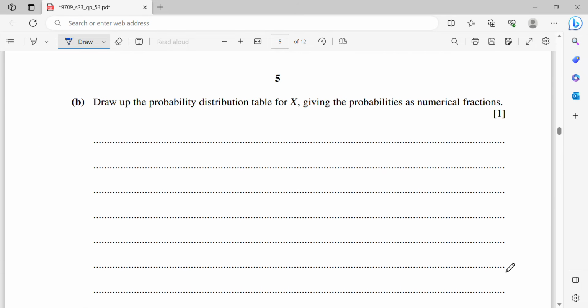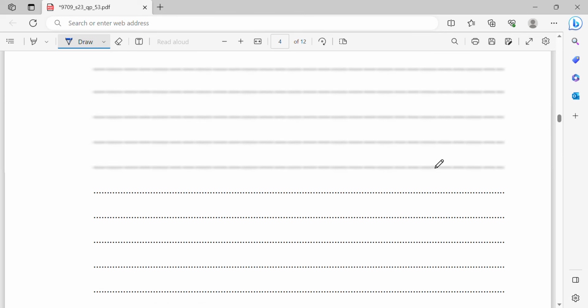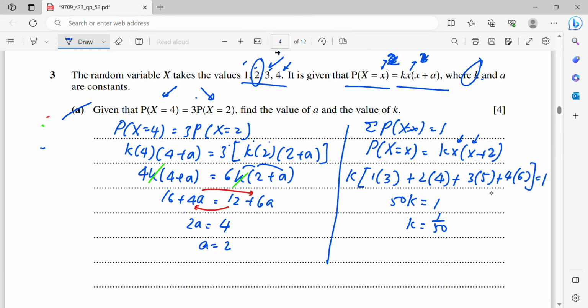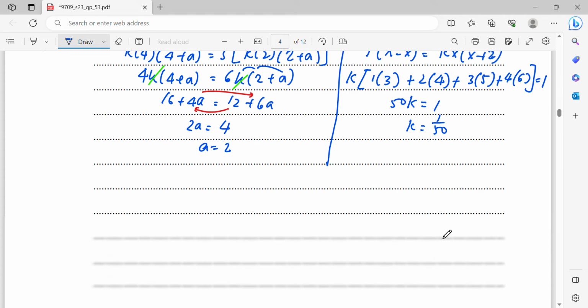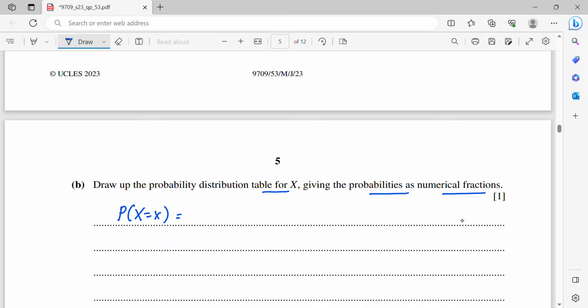Now B, draw up the probability distribution table for x, giving probabilities as numerical fractions. Okay, so now I will rewrite my P(X = x). We have found the A and K just now. When you substitute back into your probabilities, your K is 1 over 50. So I'm getting 1 over 50 times x(x + 2). That will be my probabilities. And remember, your x will be 1 until 4. I will write 1, 2, 3, 4.